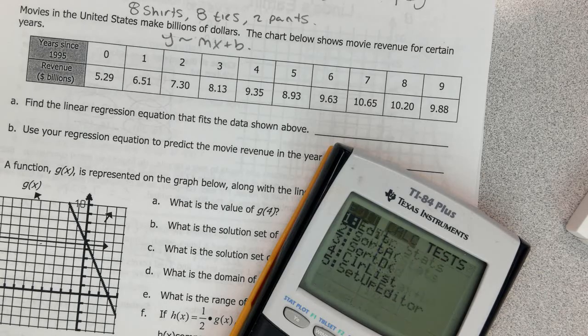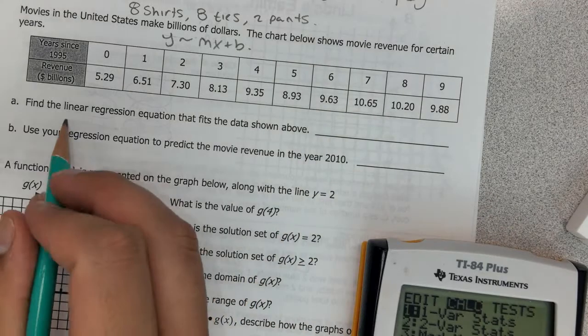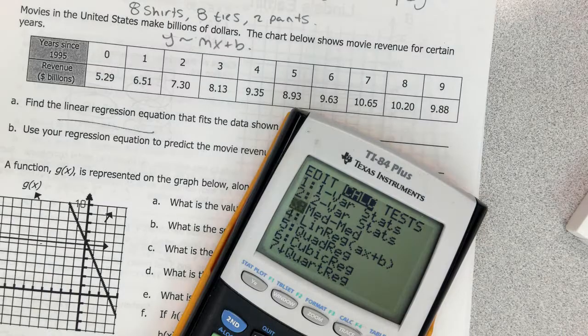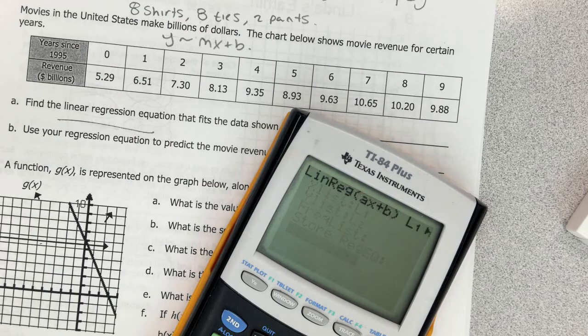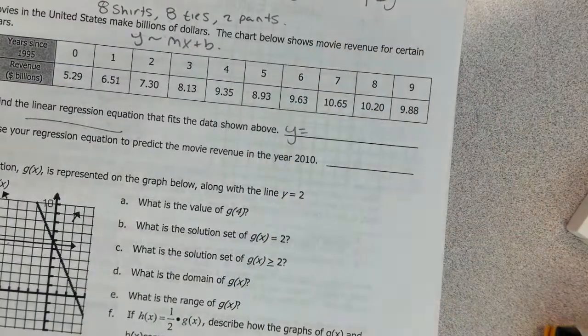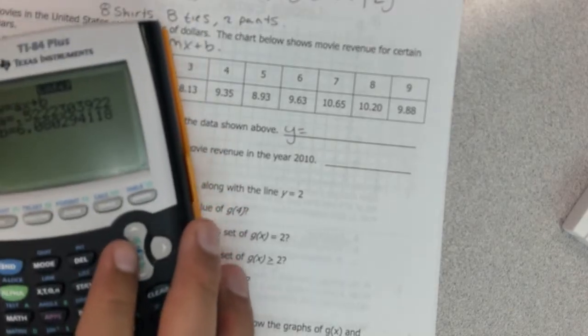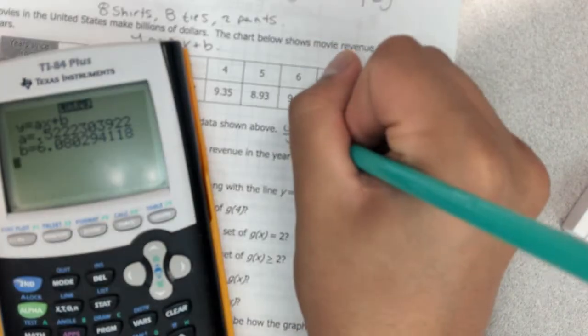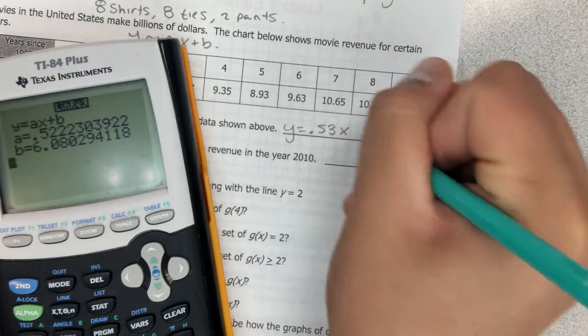Then you go back to stat, go to calc. We're trying to find the linear regression equation, so we're going to use linreg, which is option 4. And then we get y equals .53x.